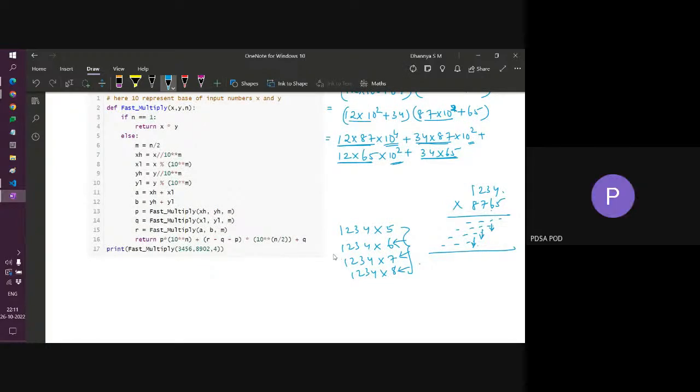Sorry, how was that? So here, this is one multiplication, this is one multiplication. Number of multiplications, 6, is what I'm talking about. 6. Right. Okay.